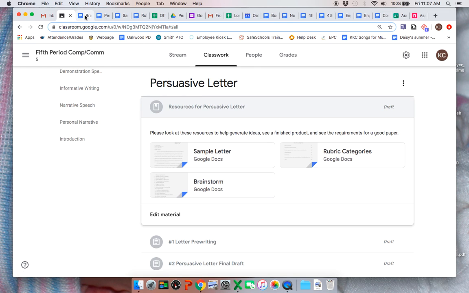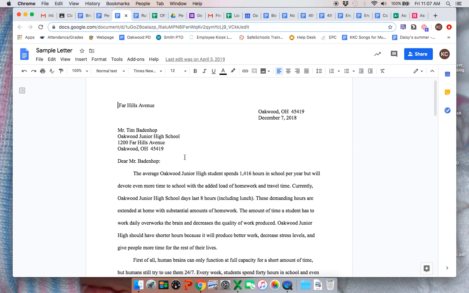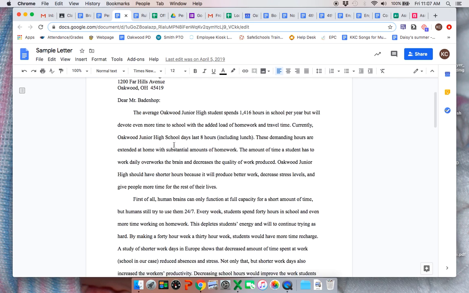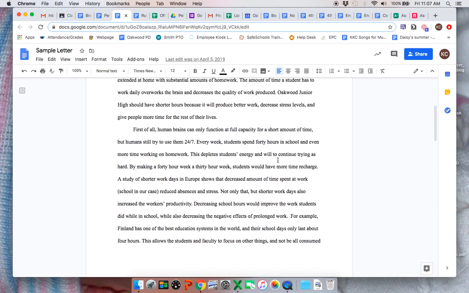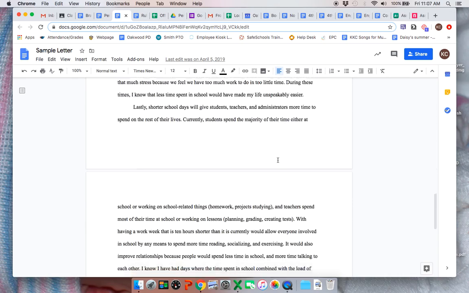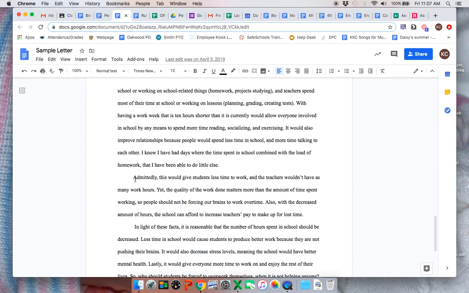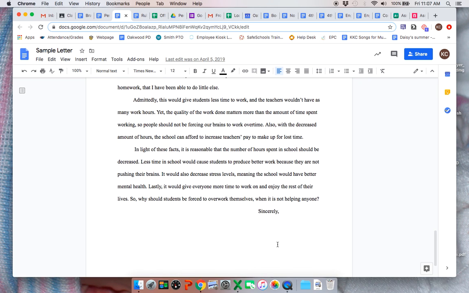Let me show you what each of these looks like. First of all, the sample letter. If you click on that, it'll look like this. And it shows you how it should look in the end. It shows you an introductory paragraph with a great claim here at the end. The claim is very specific with a preview. It shows you the three main arguments this person is making with a counterclaim, where it starts admittedly. This would give students less time to work. This is a counterclaim where you admit that there's another side and then you attack it. And then a conclusion, sincerely, which is your closing, and then I left the person's name off.